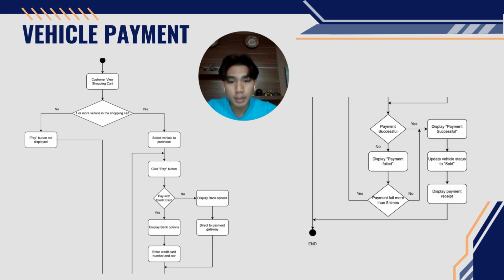Then they click the pay button, and then they could pay either using the credit card or the debit card, and then they can select a bank. For the credit card, they can just enter the credit card number and also the CCV number. And then if the payment fails, it will display that the payment failed. And then after the payment is successful, the vehicle will be updated to sold and will display the payment receipt. If the payment failed, it will go back to the choice.